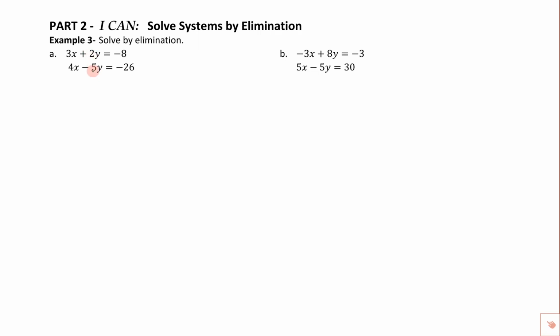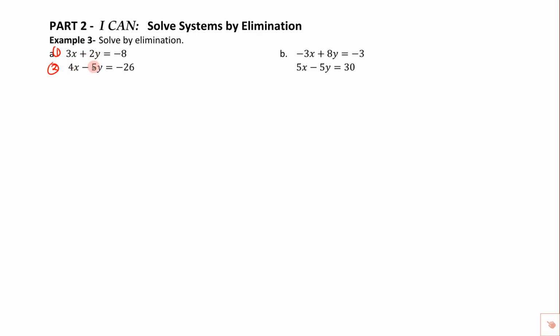So here's what we do. If this is equation number 1 and this is equation number 2, what we're going to do is make it so one of those variables will be eliminated. Now here's what we're going to do. We're going to make these the same number and the opposite sign. So I could make these 12s. That would be the smallest number that we could make them.